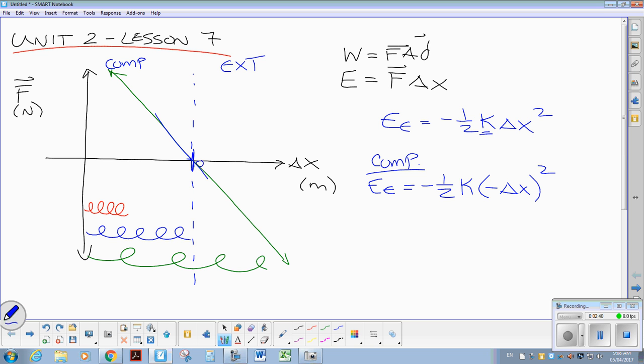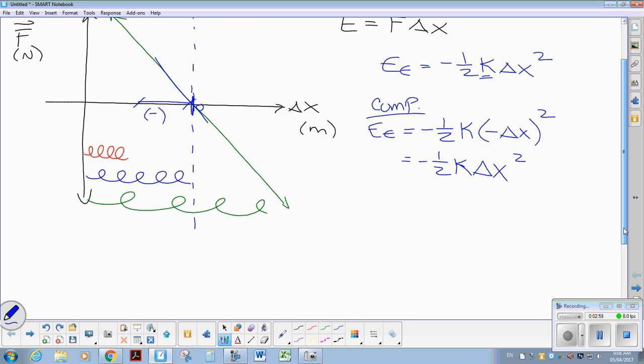So we have moved down the x-axis to the left, which means we've moved in the negative direction. We've compressed it in a negative fashion. We get negative 1/2 k, and when you square it, it becomes a positive again. So we end up with delta x squared. If I do the same thing for extension, elastic energy equals negative 1/2 k, and this time it's going to be positive delta x squared, because I would be moving it in the positive direction on the delta x axis. We end up with the exact same result.